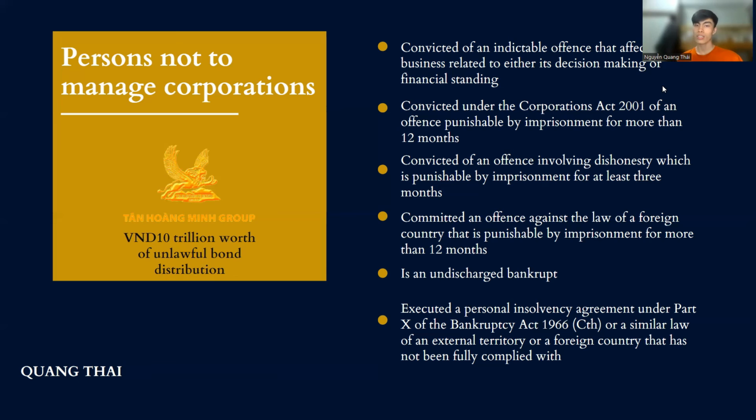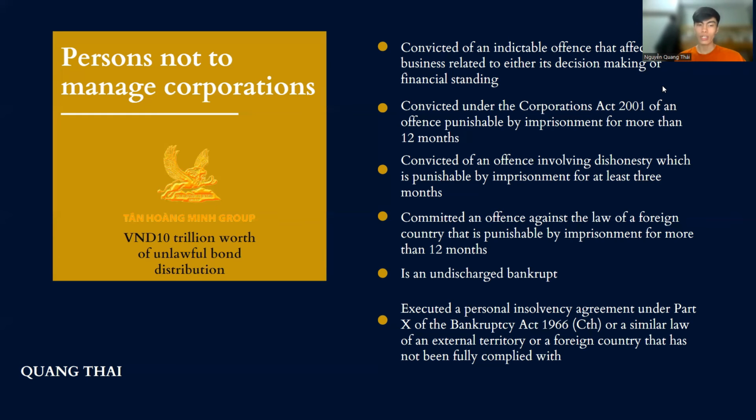And also number 3, convicted of an offense involving dishonesty, which is punishable by imprisonment for at least 3 months. So obviously the chairman did not rightly distribute the bond. Some of the news called it the trash bond. And that could cause him to be jailed for his lifetime. So he should be liable for both number 1 and number 3, at least from my understanding.